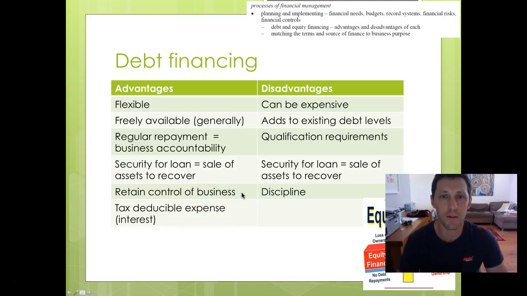So unlike equity where you give up ownership, a clear benefit of debt financing is you're retaining control, and also the interest cost on a loan or a debt finance is a tax deductible expense. And for big businesses, that's clearly quite a significant advantage.